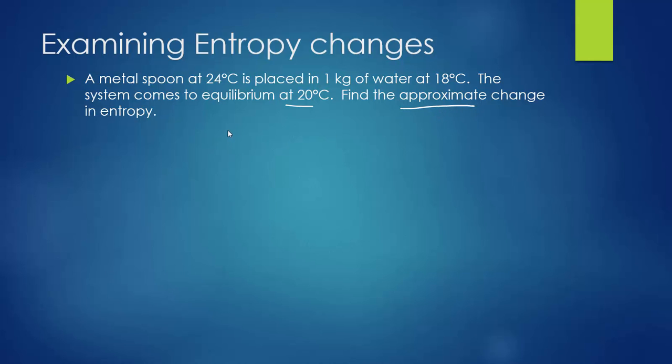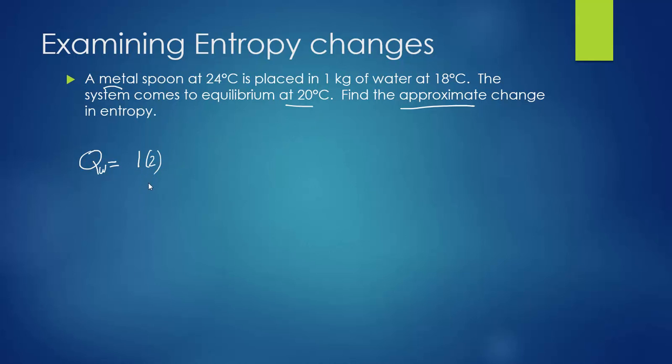But there's also 2 objects, and one of them is getting warmer and one of them is getting cooler, which means one of them is gaining heat and one of them is losing heat. That's okay. The heat lost by the spoon is going to be gained by the water because we're assuming a thermally isolated system. So let's find out how much heat the water gained. So the heat the water gained is equal to the mass of the water, which is 1 kilogram, times the change in temperature of the water. It went from 18 to 20, which is 2.